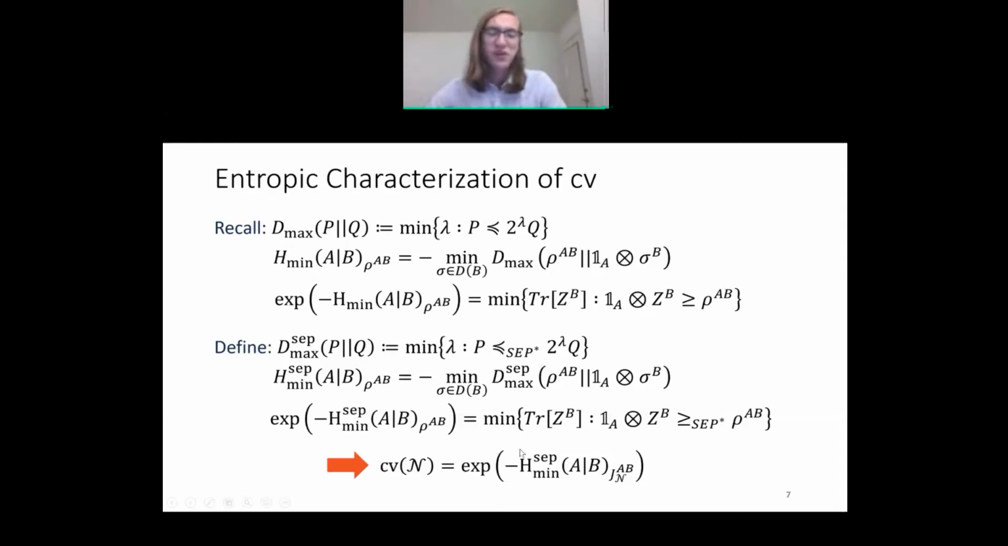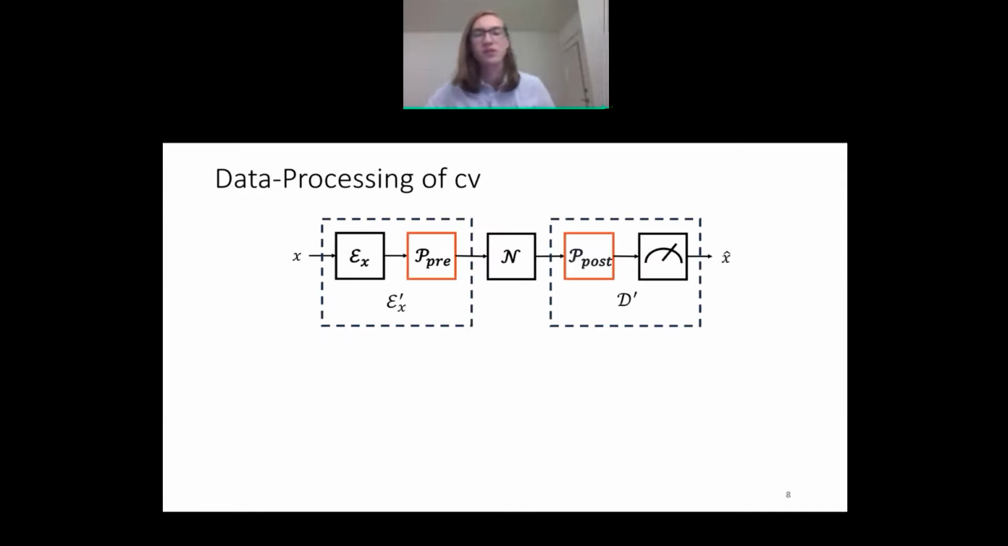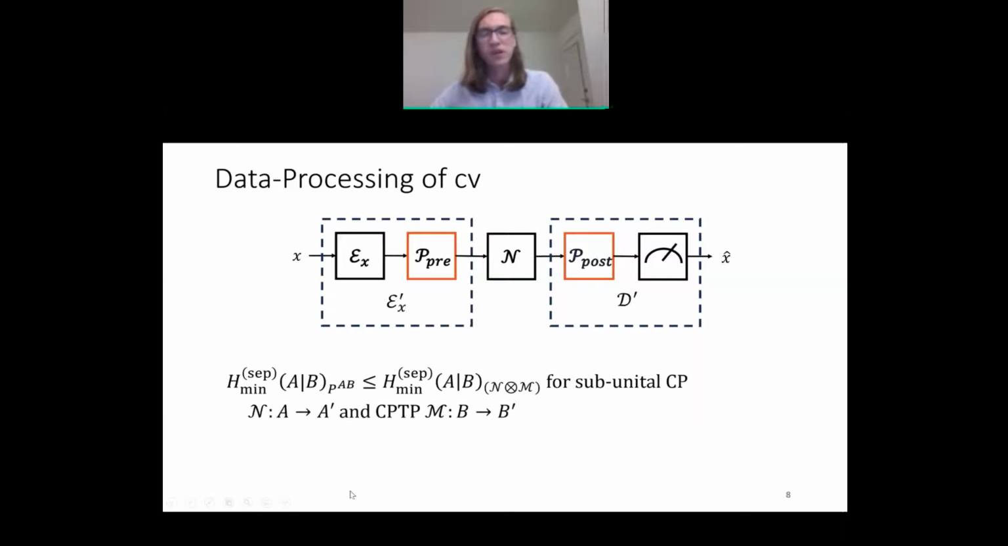So since we have it in terms of this entropic quantity, this helps in various ways. So one thing is we can consider data processing. Physically, it's straightforward to think about data processing because, of course, if you had some pre-processing and post-processing on your quantum channel, you could always just absorb that into your encoder and decoder. And so you expect that the communication value can only decrease under pre and post processing. But formally, this comes from a data processing inequality on the separable min entropy. And in fact, it's the same as the one you can get for the standard min entropy, though actually we can strengthen this for a more general class of maps. I just stated it here in the way that it looks the same as for the normal min entropy.